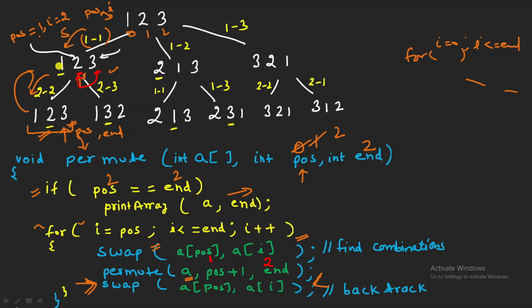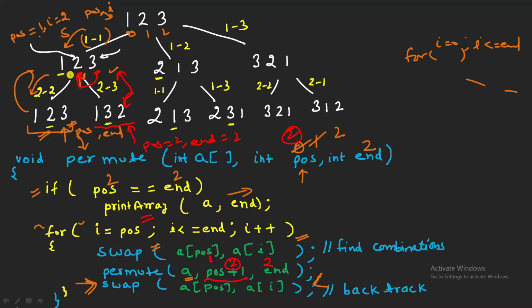Now position is basically here, and when I come here, I will increment position. So position is 1 plus 1, that is 2. So 2 will go. Here I have come, position is 2 and end will always remain 2. Now position and end are the same. That means the position that I want to fix is the end position. That means we can just print the array. Then again we will come back.